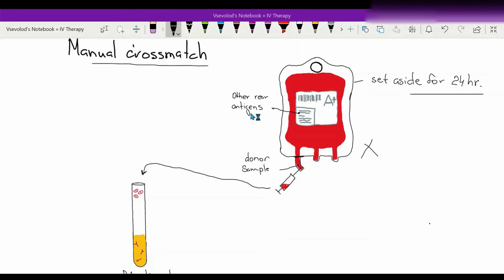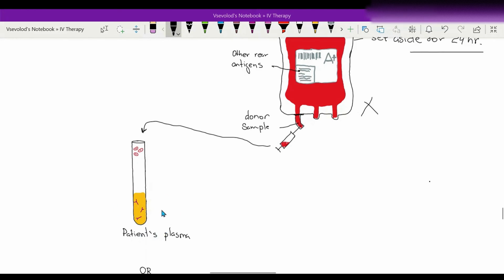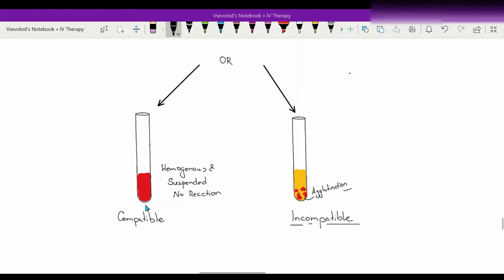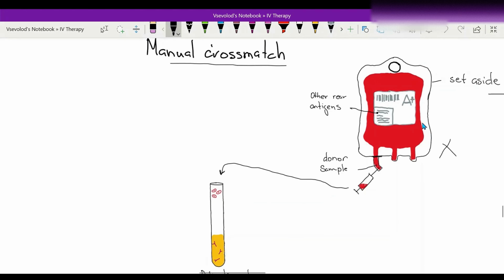Techs take a sample from the bag, and they take a sample from the patient plasma. Then they add donor red blood cells to the patient's serum, all in the test tube. The same way it was done with the reverse typing. If the mixture does not agglutinate and stays perfectly homogeneous, conclusion is that there is no antibodies in patient plasma that will react to the donor red blood cells, that the unit of blood and patient are compatible. The unit of blood can be set aside for the patient. This unit set aside for 24 hours.